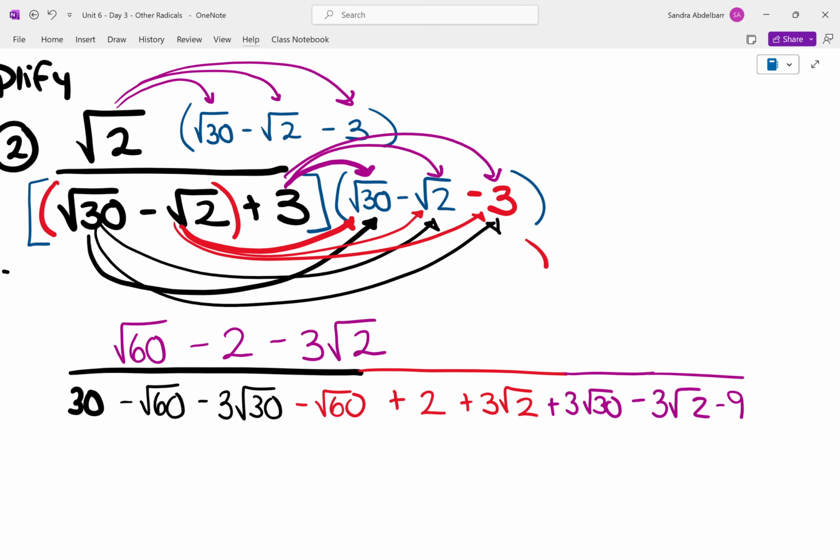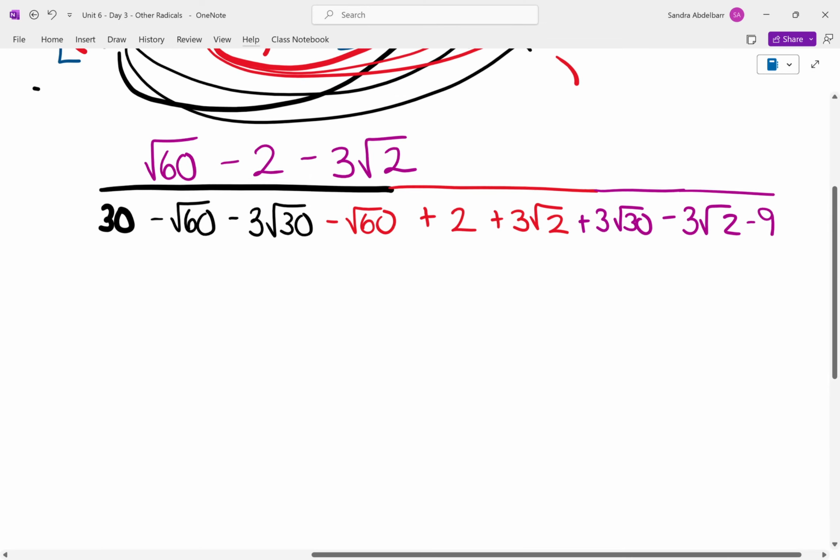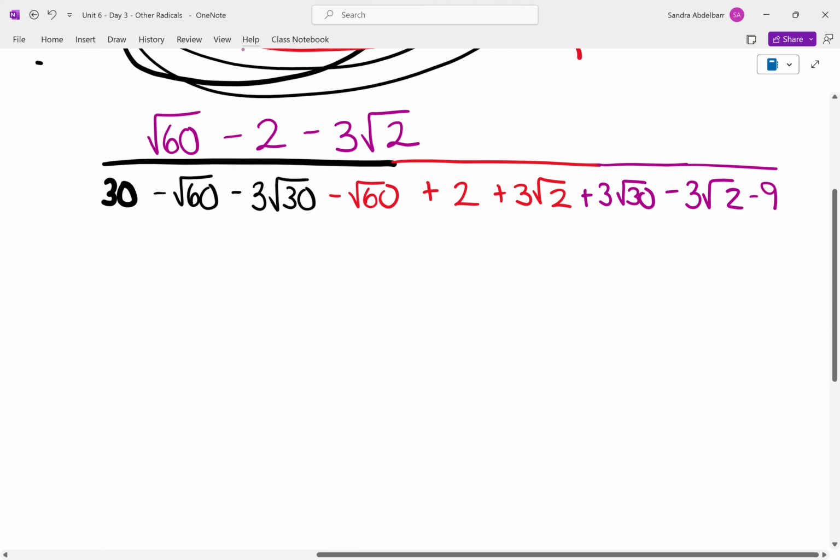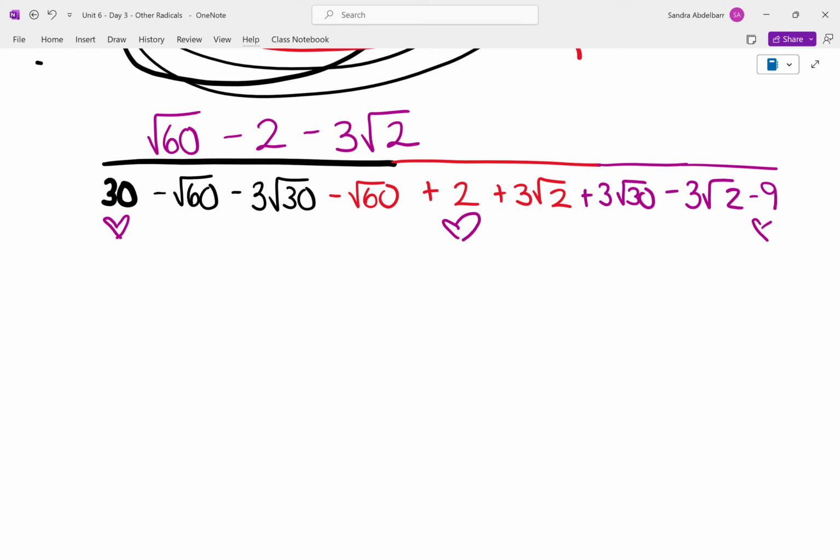So now I'm going to go to my denominator, and guess what I'm going to tell you to do in the denominator? What do you think I'm going to recommend we do now? Combine like terms. Let's simplify down this denominator. So I'm going to combine my like terms. In my denominator, I have a positive 30, a positive 2, and a negative 9. So that brings us to 32 minus 9 is 23.